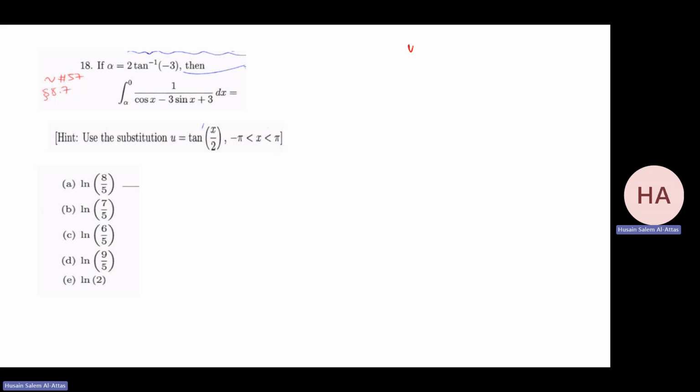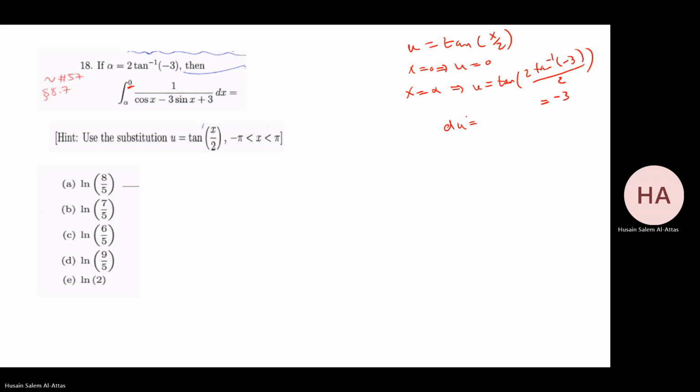Let me remind you about what we did before. I have u equals tan x over 2. When x equals 0, very clear u equals 0. When x equals alpha, which is 2 tan inverse of something, then u will be tan of 2 tan inverse of minus 3 over 2, and that will be minus 3. Also I have dx equals 2 du over 1 plus u square. Sine x is 2u over 1 plus u square. Cosine x is 1 minus u square over 1 plus u square.